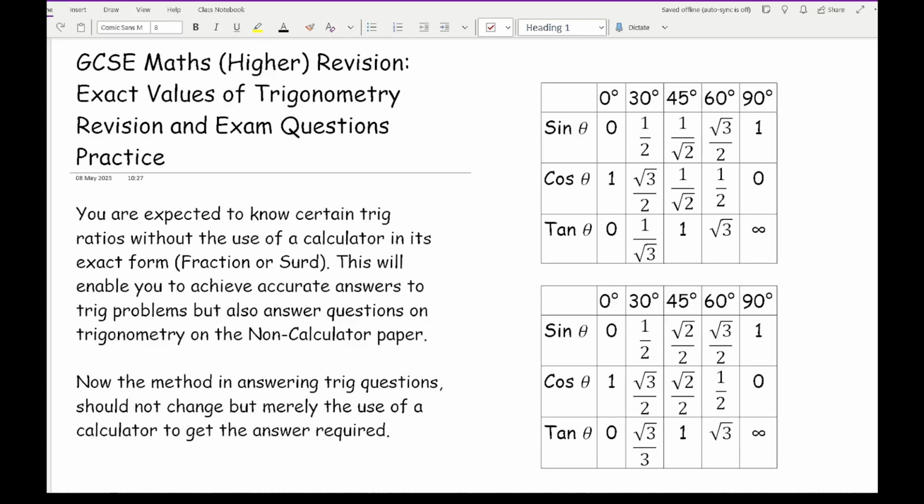Now, this should not change the method of how you answer a trig question, but merely the fact that you won't need your calculator. So that's the only main difference.